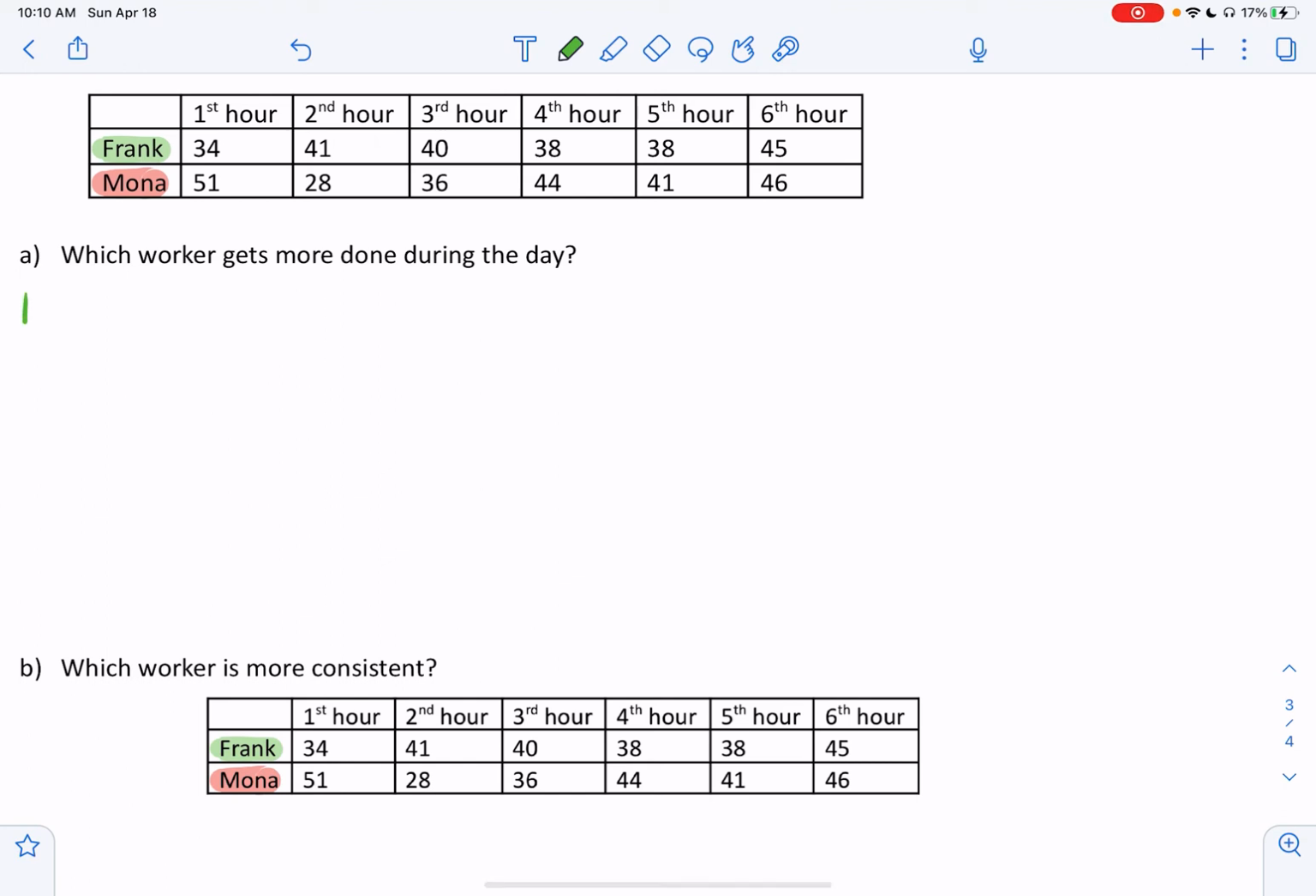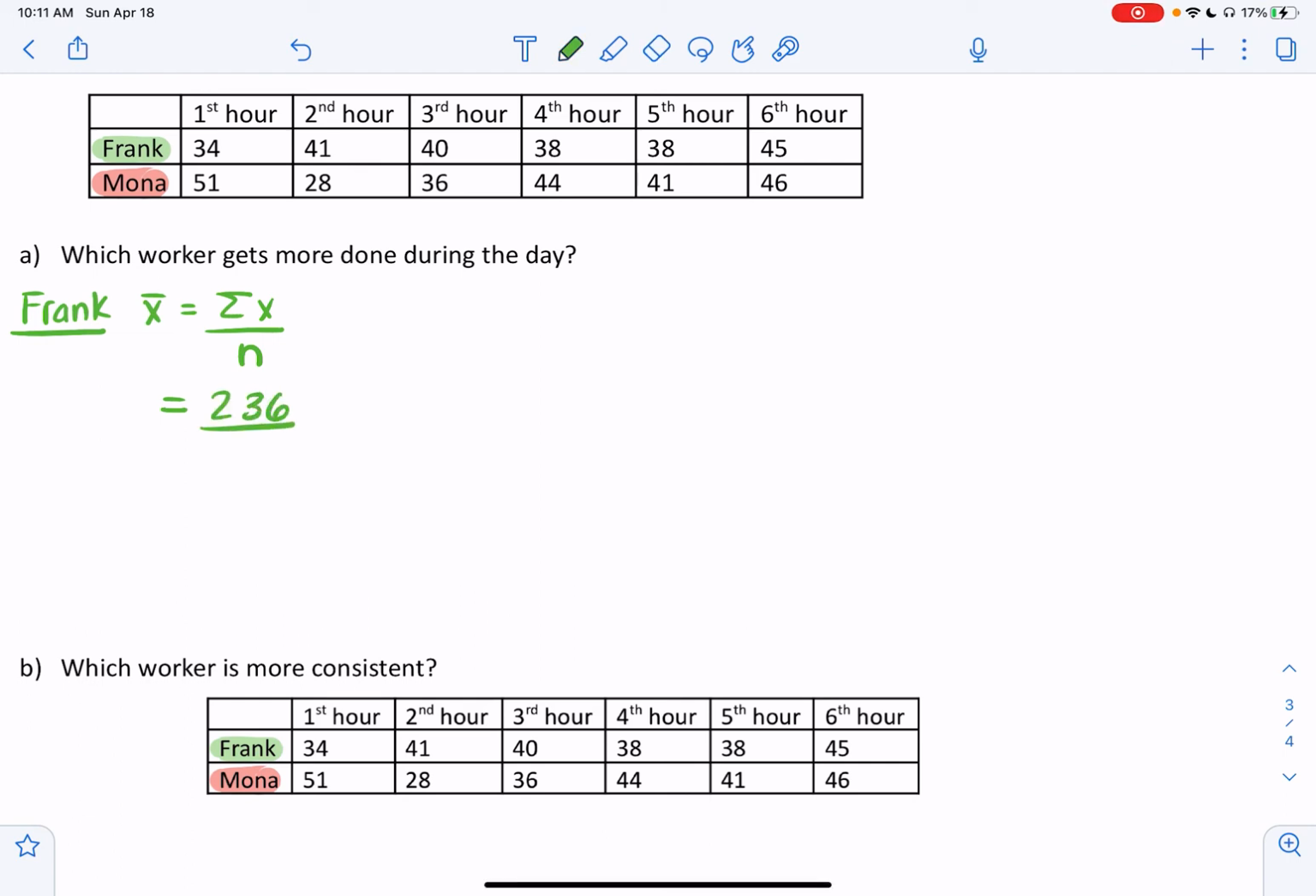So we'll first start with Frank. For our mean, we're going to add up all of our data points and divide by how many data points we've added up. I'm just going to add up the first row: 34 plus 41 plus 40 plus 38 plus 38 plus 45, and that gives us 236.